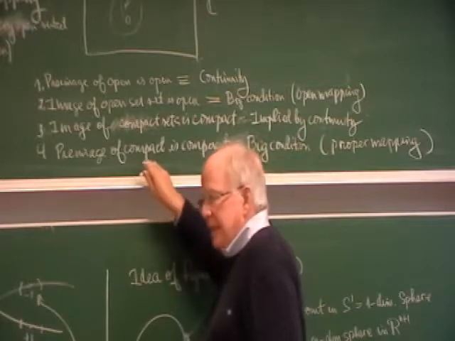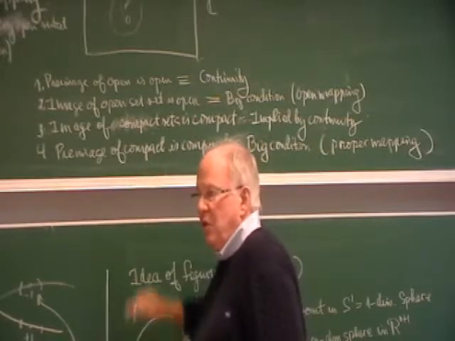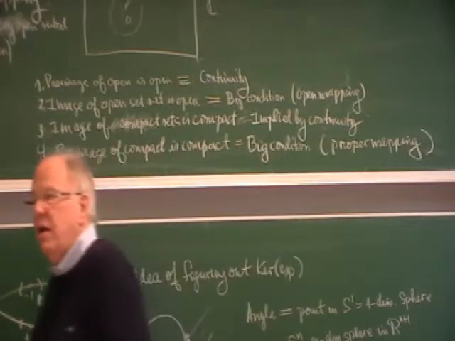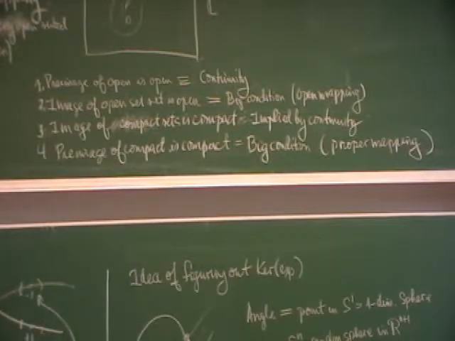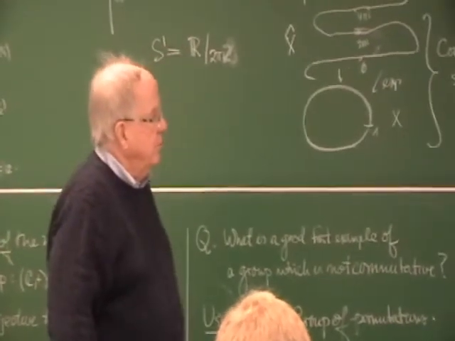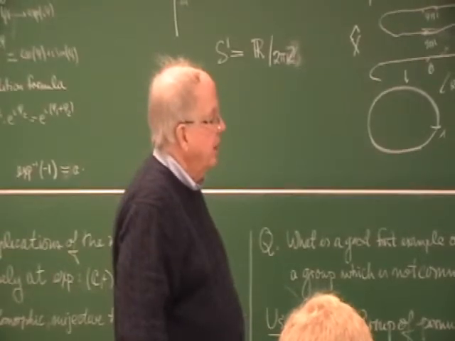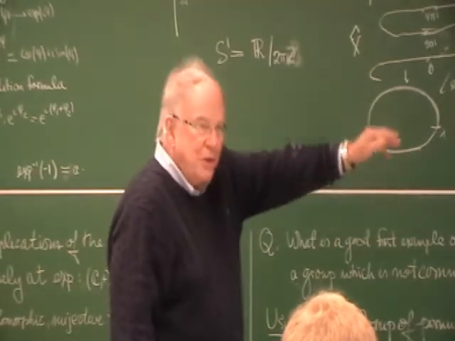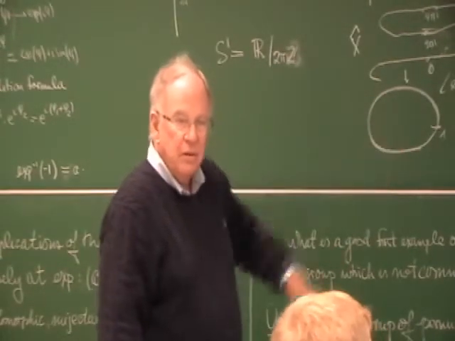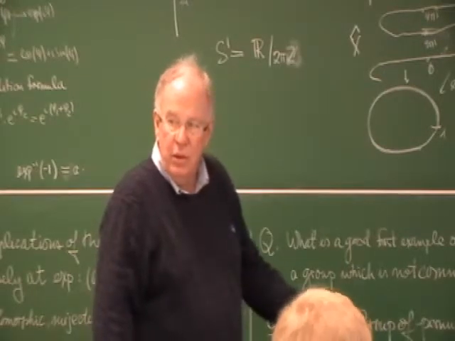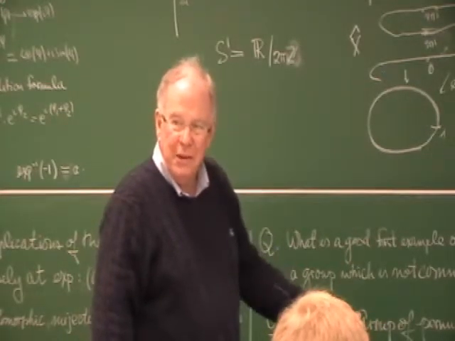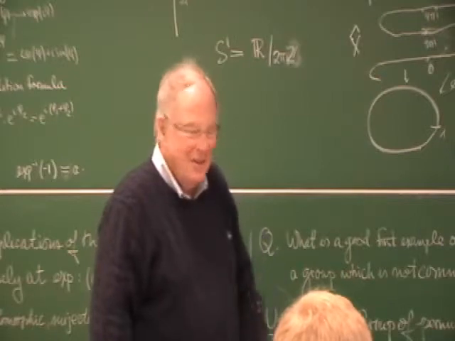rather early. This 4th condition was introduced by Henri Cartan in 1930s because he realized the importance of this condition, properness of a mapping. So we will talk about it later on, but I just wanted to mention 4 topological type of properties of mappings. Pre-image of open set is open, image of open set is open, pre-image of compact is compact, image of compact is compact. Okay.